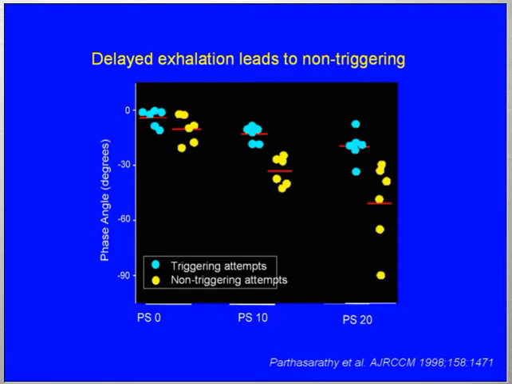And more overlap means more dynamic hyperinflation because it means more occlusion. And you can see right away that for pressure support of 0, 10, and 20, there are increasing amounts of delay or mismatch between triggered breaths, shown in cyan, and non-triggered breaths, shown in yellow. You can see that the breaths preceding the non-triggered breaths were more likely to have a greater amount of mismatch. So for each level of pressure support, the amount of mismatch in the prior cycle was greater for the non-triggering attempts.